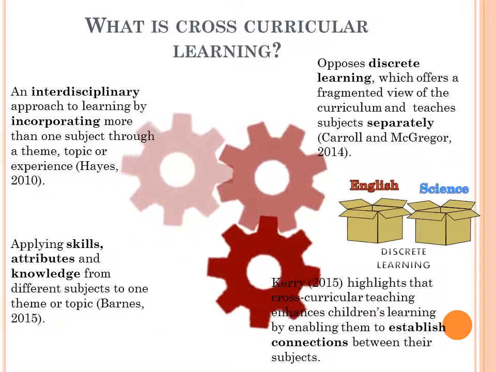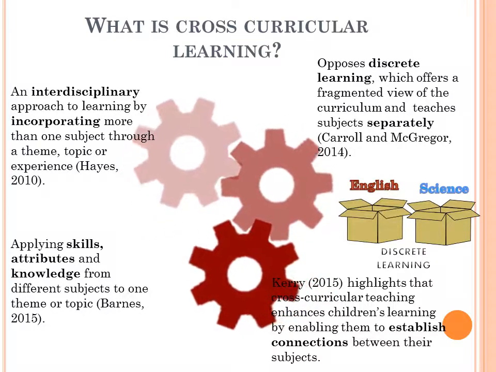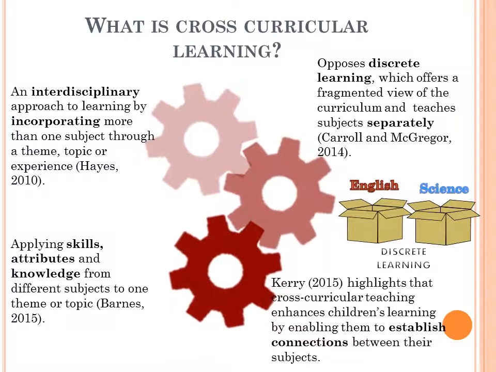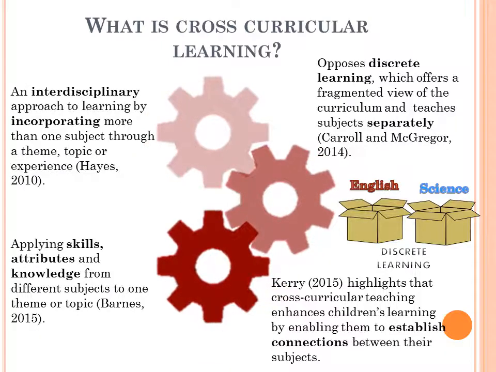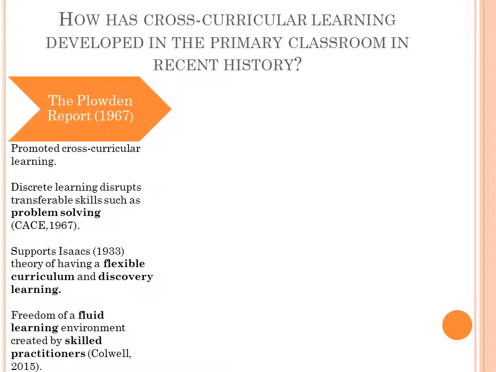Kerry 2015 highlights that cross-curricular teaching enhances children's learning by enabling them to establish connections between their subjects. The Plowden report in 1967 promoted cross-curricular learning, as discrete learning disrupts transferable skills such as problem solving. This supports Isaacs' 1933 theory of having a flexible curriculum and discovery learning, as children are competent learners who need freedom of a fluid learning environment created by skilled practitioners, as identified by Cowell 2015.